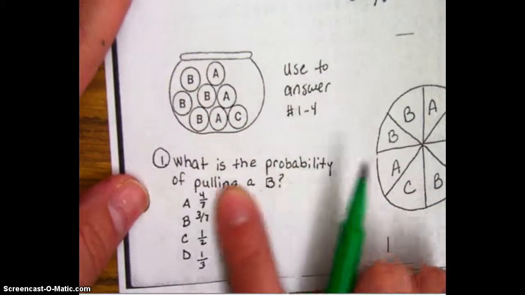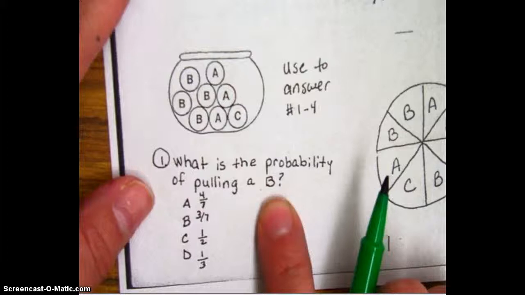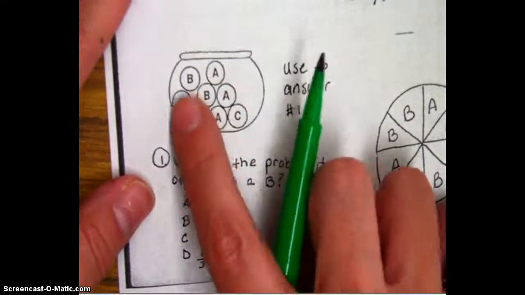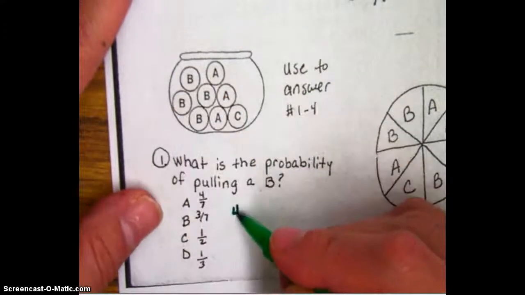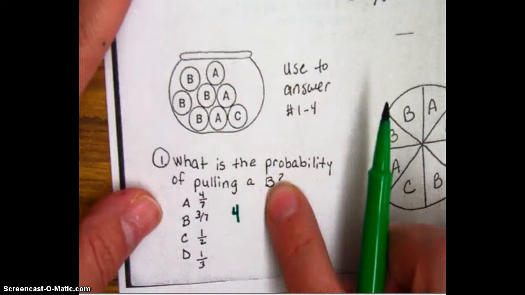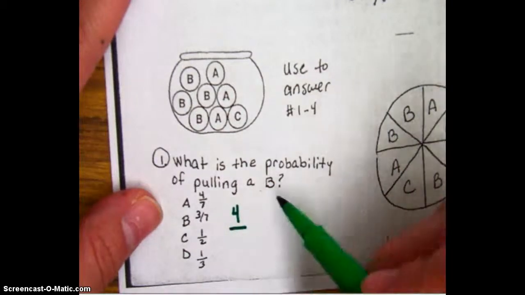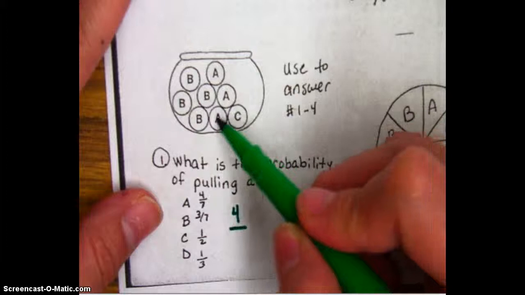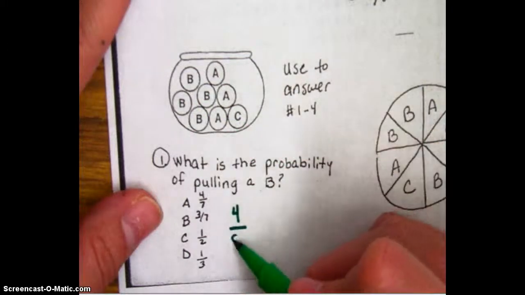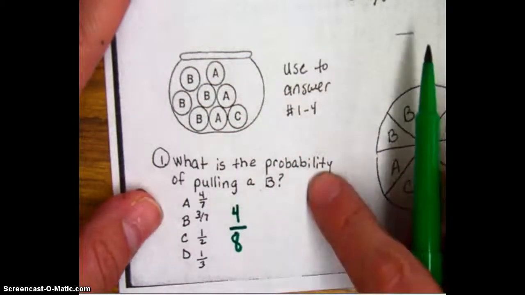Number 1 says, what is the probability of pulling a B? In here you have 1, 2, 3, 4 B's. This is going to be a simple event because all you're doing is pulling one B, so you're only going to have one fraction. Then you have 4 out of 1, 2, 3, 4, 5, 6, 7, 8. So you have a 4 out of 8 chance of pulling a B.